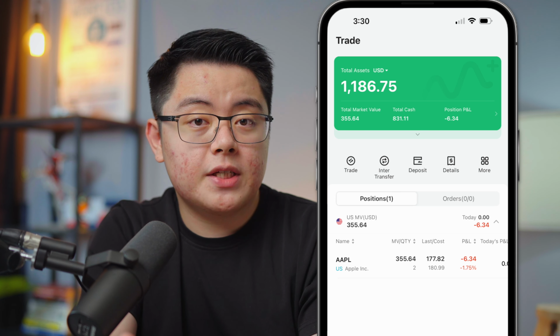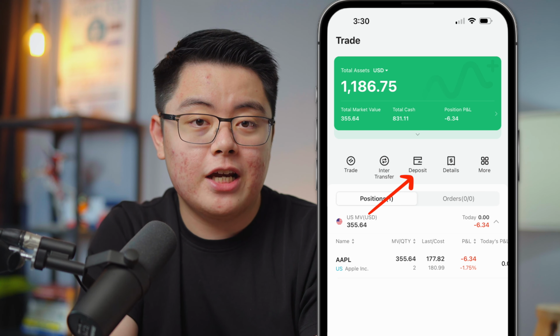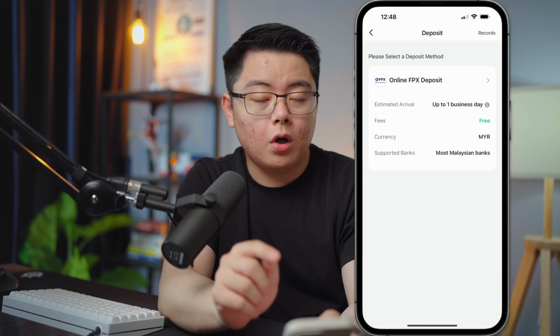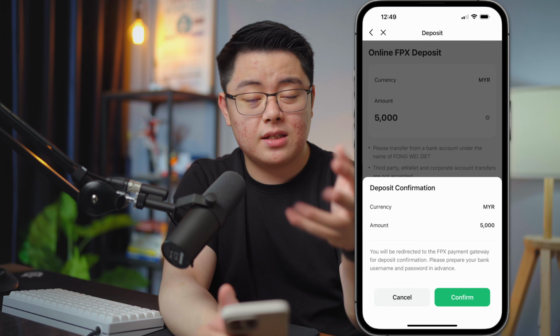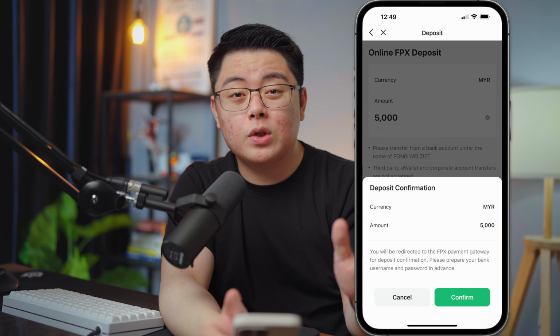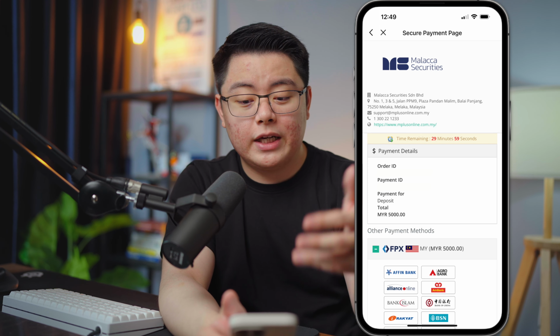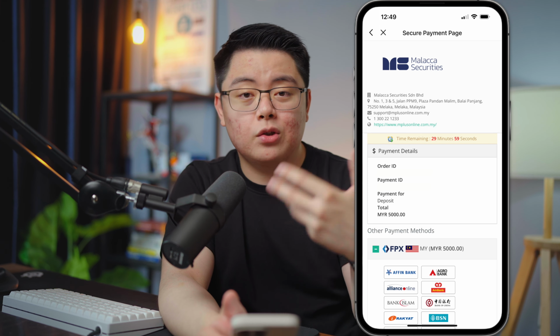For example, I've previously deposited 5,000 ringgit cash using this button, which will lead me to online FPX, and I think you guys should be pretty familiar with it. It's standard online FPX stuff, and everything was done in less than 2 minutes, so I guess there's no need for me to describe that any further.